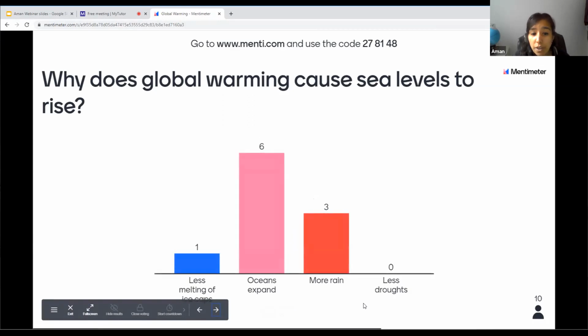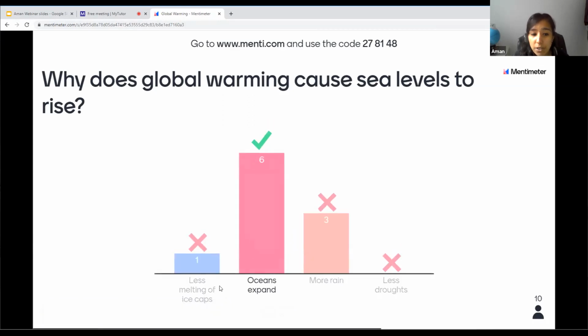Great, yep, most of you got that. It's because oceans expand, so excellent. So there's actually more melting of ice caps. So that's the traditional answer for why sea levels rise. It's because glaciers and ice caps are melting, which then when they melt, that leads to water entering the oceans, which causes the oceans and sea levels to rise.